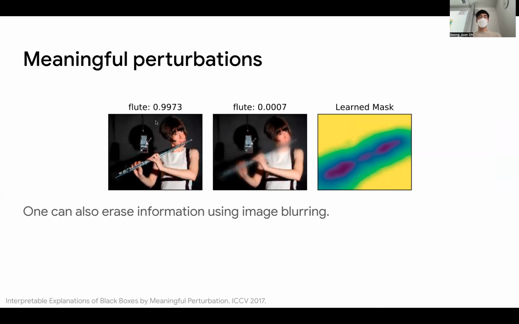In this case, the prediction was flute, right? But suddenly when you blur out this region corresponding to the flute body, your flute score goes all the way down to this. It's still kind of hard to believe because you still know that this person is playing flute. But that's one motivating example they had. And in this case, the learned mask is exactly the region where things are blurred out.